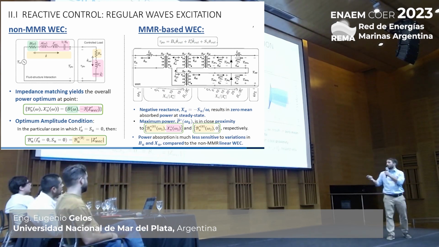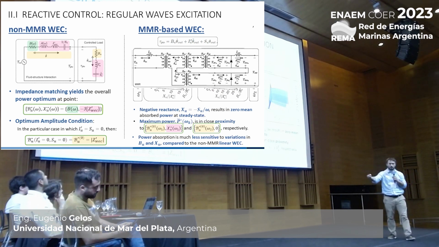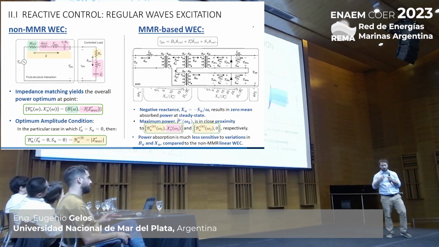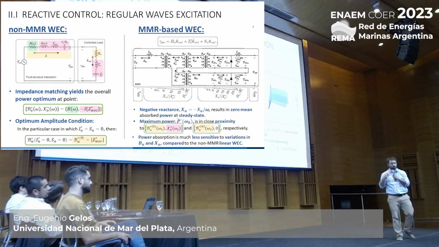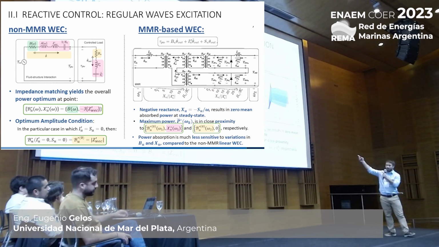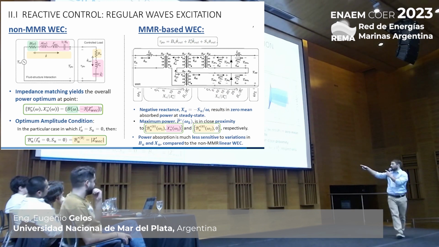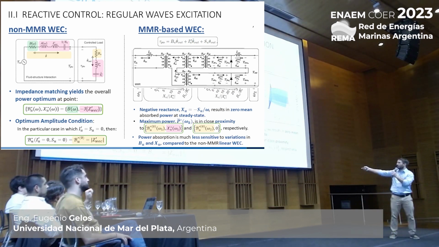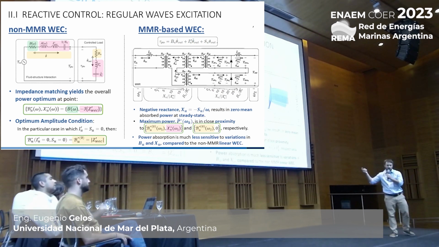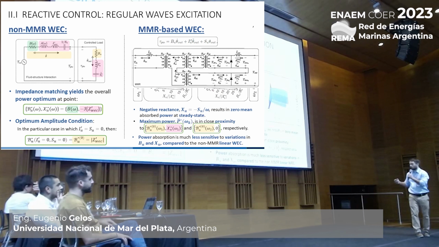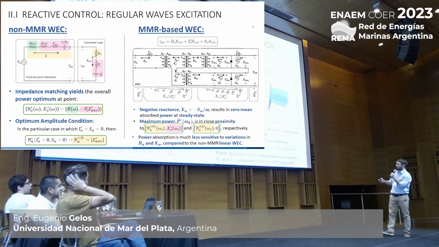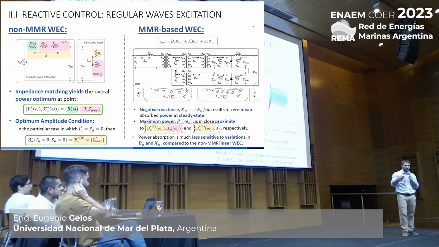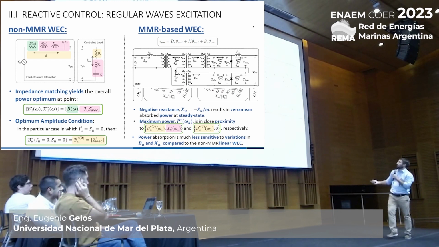Some other interesting findings are that the maximum power for the frequency below the WEC's resonance is near the optimum amplitude and phase condition of the linear WEC. For the frequency above the WEC's resonance, the maximum power occurs for zero reactance. Also, we can see in these figures that the power absorption is much less sensitive to variations in the resistance and reactance in the MMR WEC in comparison to the non-MMR WEC.